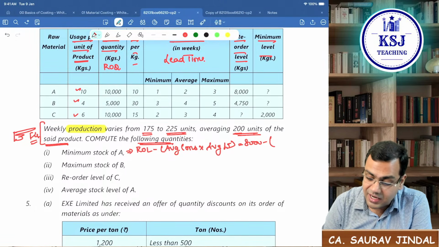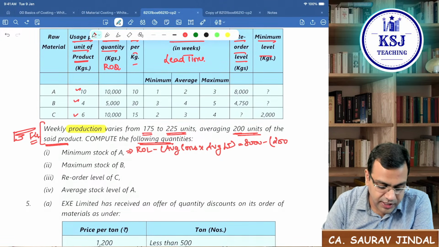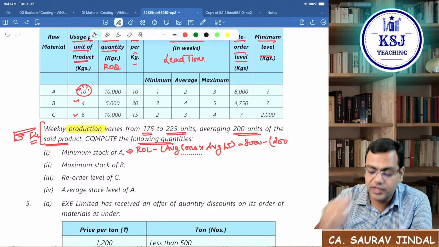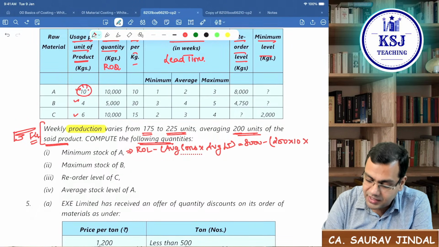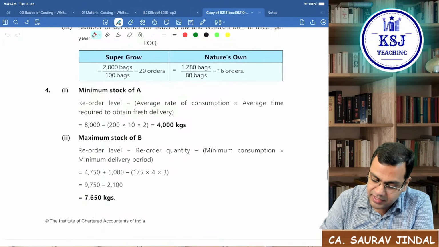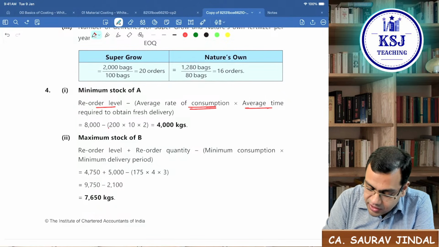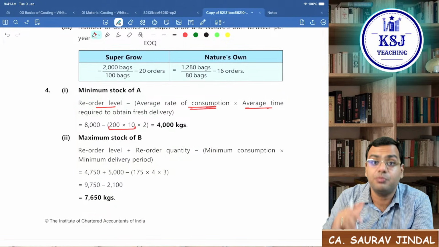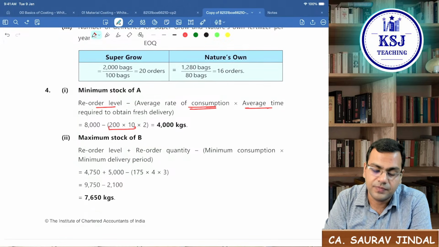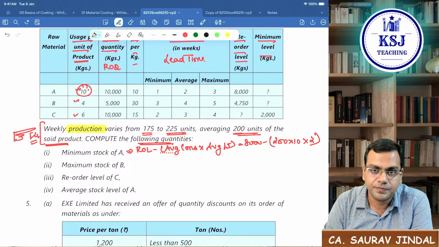So how will we calculate the average consumption of raw material? That will be 200 units multiplied by 10, that is, to manufacture 1 unit, how much raw material will be used, multiplied with 2. This will give you the average rate of consumption: ROL minus average rate of consumption into average lead time. The average rate of consumption is 200, the average production of finished goods. To manufacture 1 unit, you need 10 units. Right? This is the important point of this question.